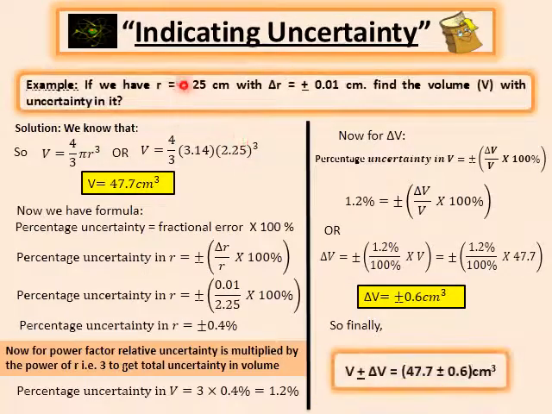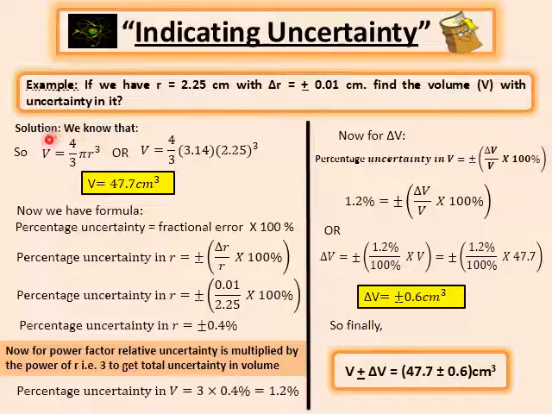Now students, here we are indicating the uncertainty, but this is for the power rule. So we are going to discuss the power rule for uncertainty. Here we have a radius of 2.25 centimeters with uncertainty ΔR equal to ±0.01 centimeter. Now find the volume V with its uncertainty.